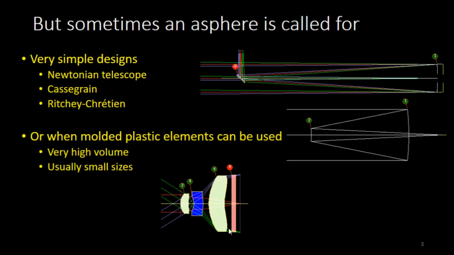Now the molds are very expensive to make, very difficult to make, but once you've got the mold right, you can just pour plastic in and make lenses for pennies a piece. So in high volume and small sizes, these are the kind of lenses that are used in cell phone cameras.